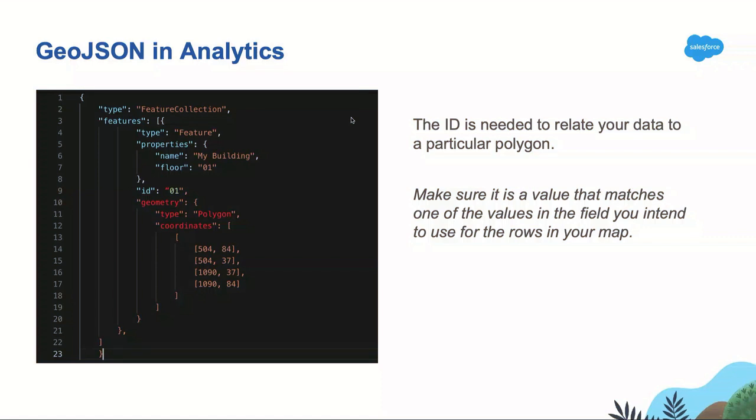What I'm showing right here are the bare minimum parameters that you need for your GeoJSON file. The GeoJSON format supports a lot more than this, but for the purposes of a custom map in Einstein Analytics, these are the core things that you need. In particular, you need to be able to map your data to the objects that you're going to draw with your coordinates. And in here, you see there's an ID field, and that's what is going to be the key for that data to put it into this polygon.